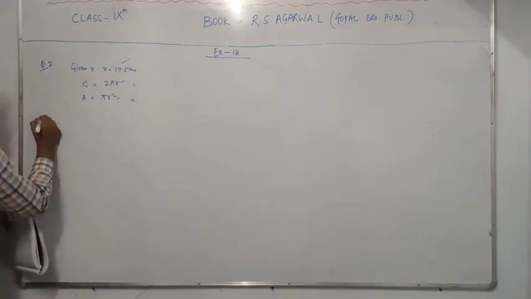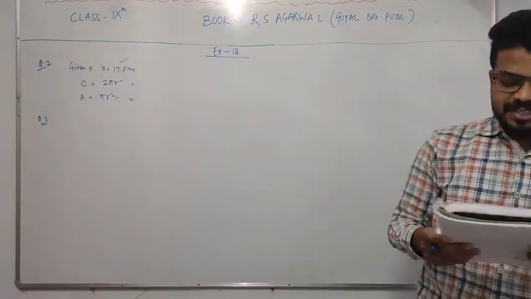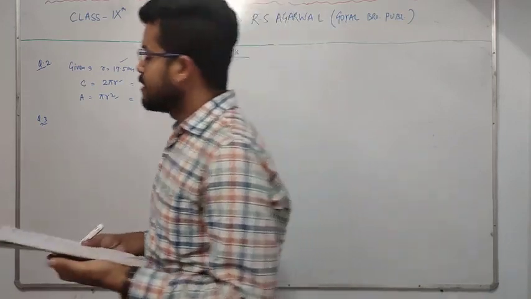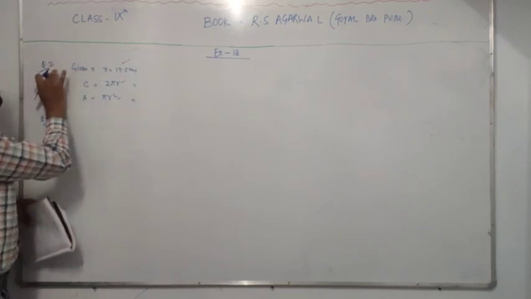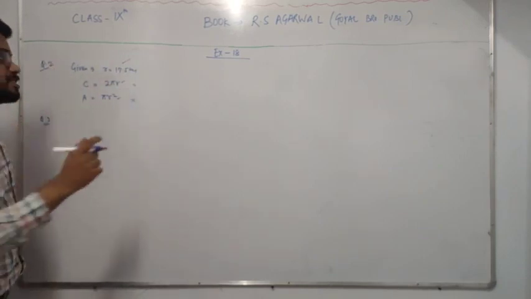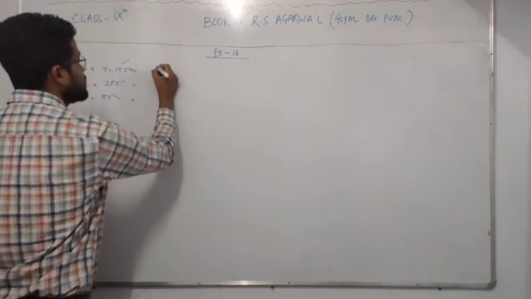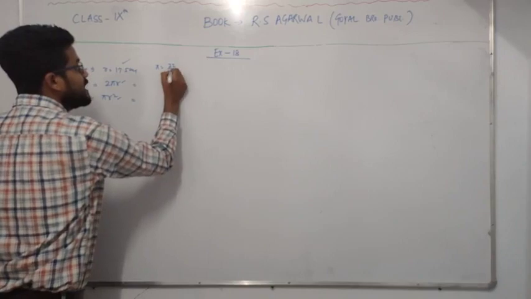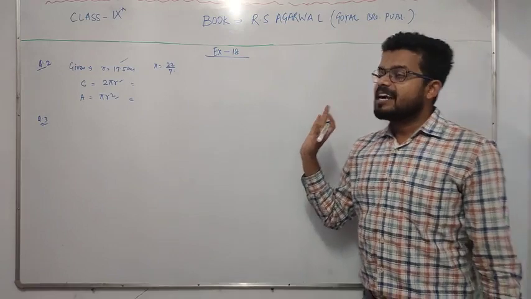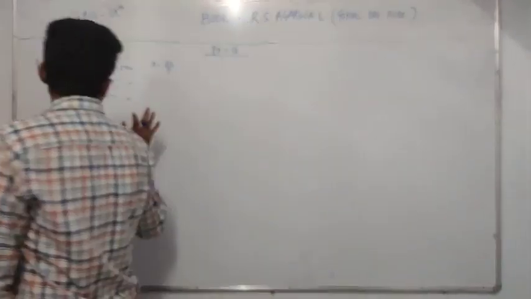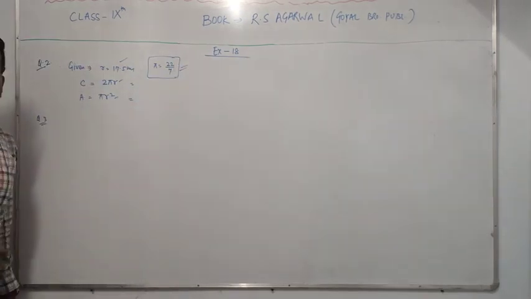Now the third question. Find the circumference and area of a circle of radius 15 centimeter. Here again the same question. In the second question, the value of pi is not given. So whenever the value of pi is not given, you take the value of pi as 22 by 7. If in the question it is given, then you can take that value. If the value of pi is not given, then you take this value for simple calculation.